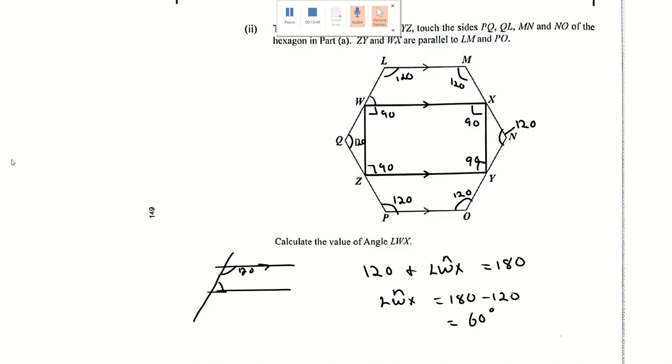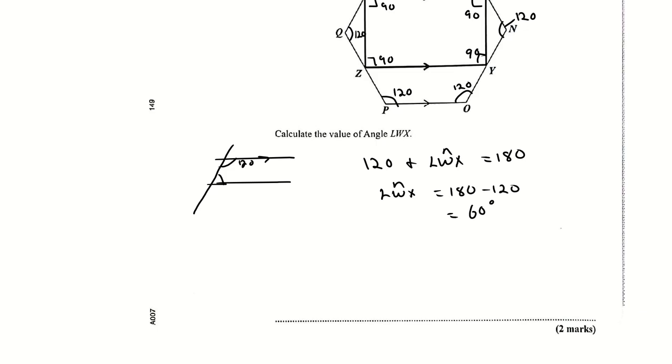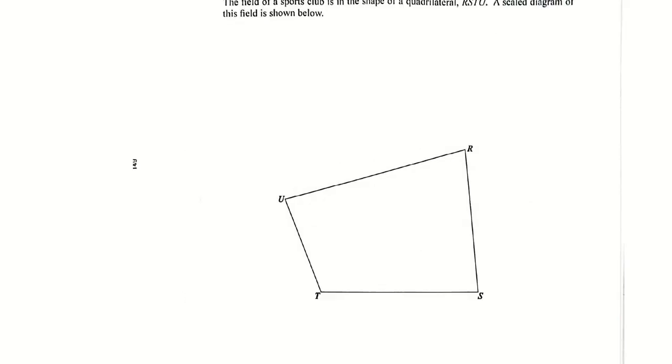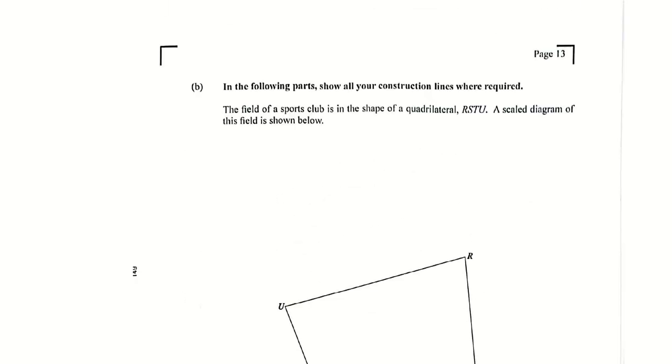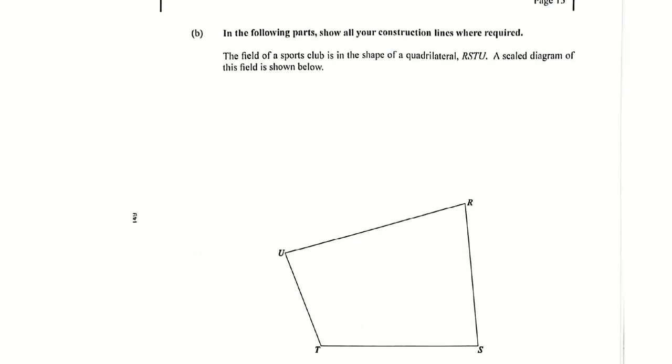Oh, those are supplementary. Let's look at this question here. In the following part, show all the construction lines where required. The field of a sports club is in the shape of a quadrilateral, which just means a four-sided shape, RSTU. A scale diagram of the field is shown below.